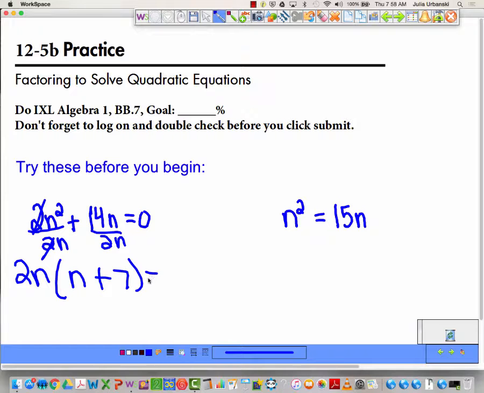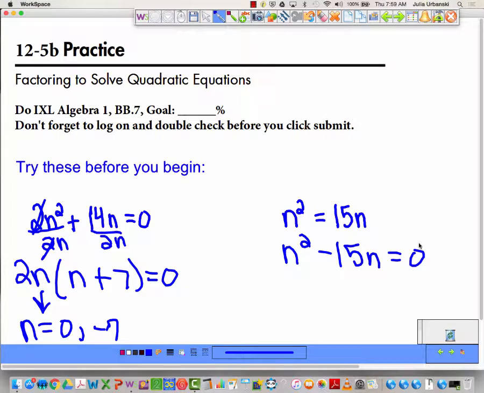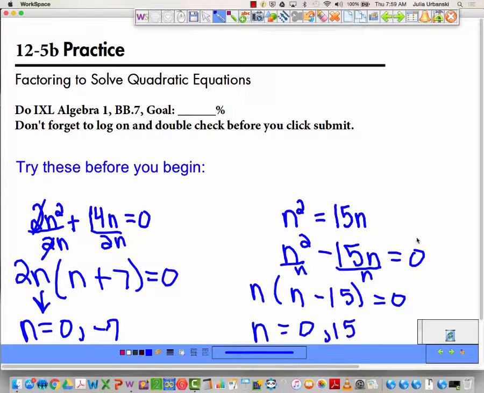7. So now, because you'll see something like this on IXL, now when you do it, you've got 2n equals 0, so n equals what? 0, and for this one it would be negative 7, okay? If you see one like this on IXL, you still have to make it equal to 0. So you would do n squared minus 15n equals 0, and then you would do the GCF. GCF of n, and you're left with n minus, and then your two answers are 0 and positive 15. Okay, so you will see something like that in the IXL as well.